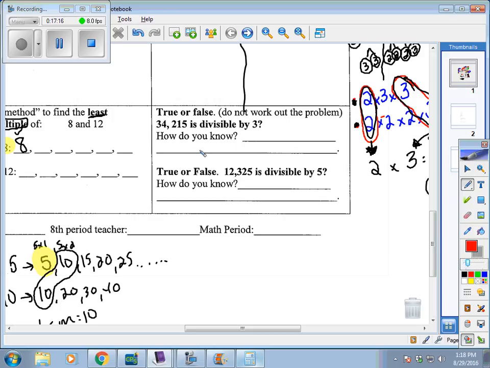Divisibility rules. Do not work the problem out. How do you know whether this is true or false? What's the rule? It's right in your notes. It's right in the Learning Target number 4 and 5 video. Go back and check those.